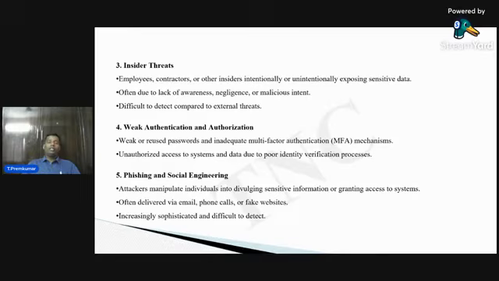Here, the attackers manipulate individuals into revealing sensitive information or granting access to their systems, often delivered via email, phone calls, and fake websites used for spreading unwanted information as well as phishing and social engineering. And the next one is that it is increasingly sophisticated and difficult to detect.